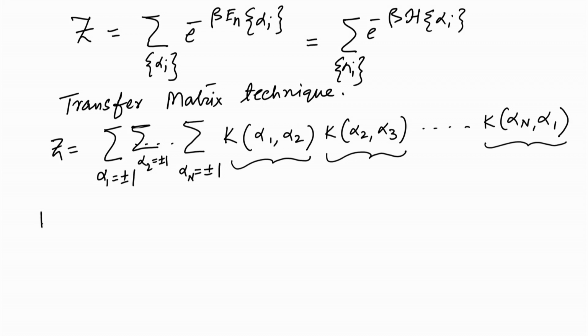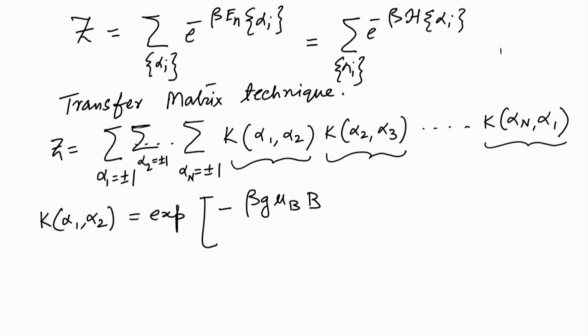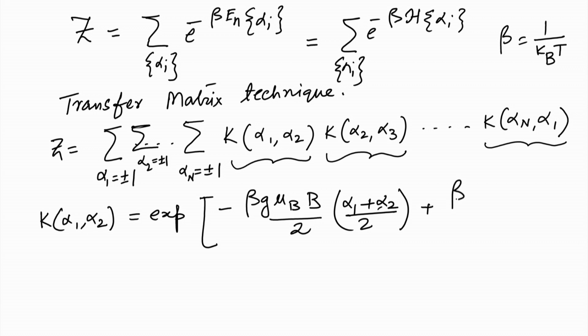So, each of these k alpha 1 alpha 2, you should work out carefully from this formula, that formula for the partition function that is written over here. So, this is equal to minus beta g mu b b. I should write here that beta equal to inverse of temperature, or it is 1 over k T, where k b, as it is written here, is called the Boltzmann constant, which has a value which you would find in any book. So, this divided by 2, and alpha 1 plus alpha 2 divided by 2, and plus beta j by 2 alpha 1 alpha 2, and this is the form of each one of those k expressions that are written inside the sum.